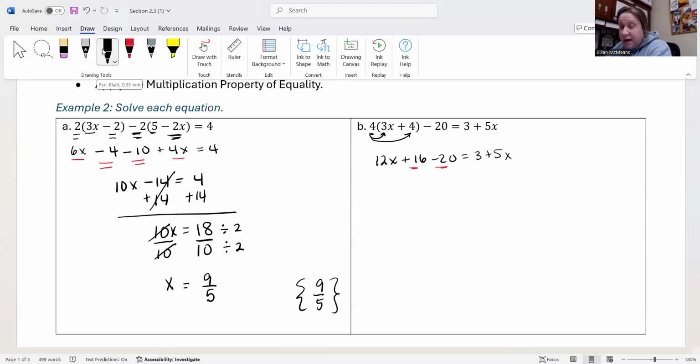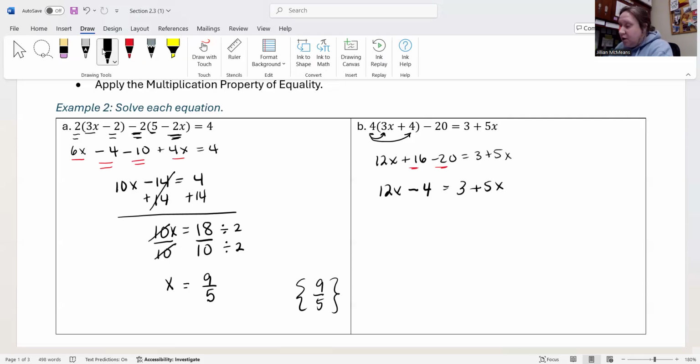So I'm going to keep my 12x. I'm just going to rewrite it. But then 16 minus 20 is -4. So think, you have the temperature is 16 degrees. It drops 20 degrees. Where's it at now? It's at -4. So we're going to write -4 as -4. And then we have 3 plus 5x.